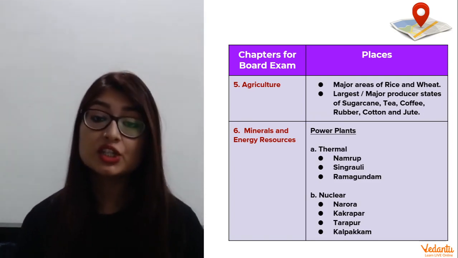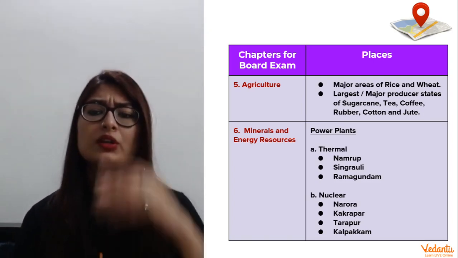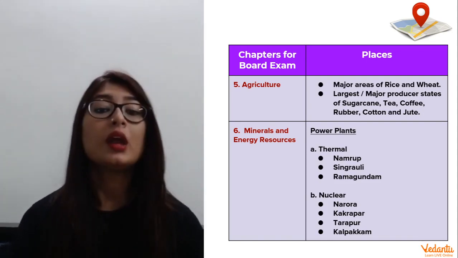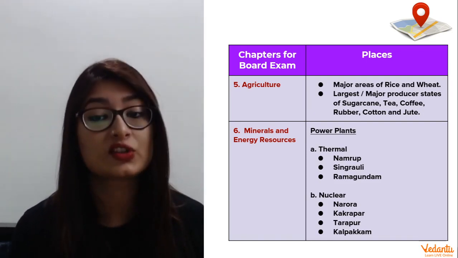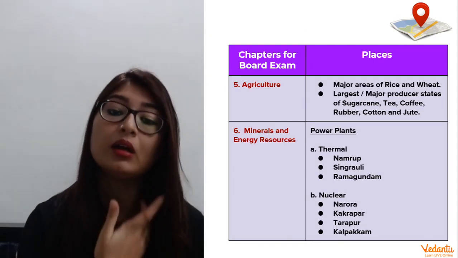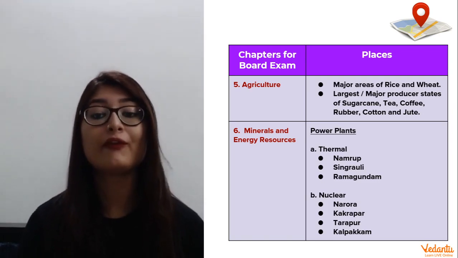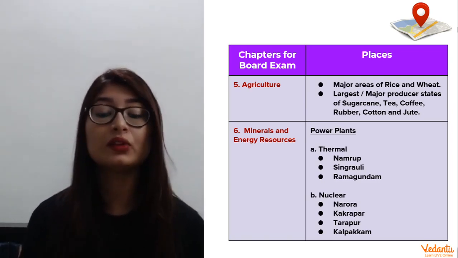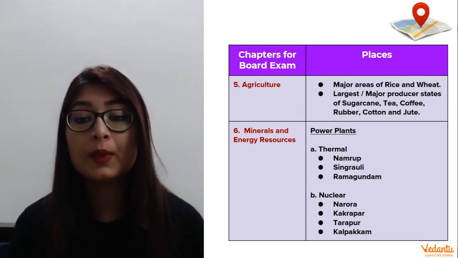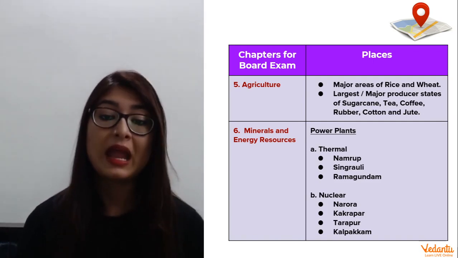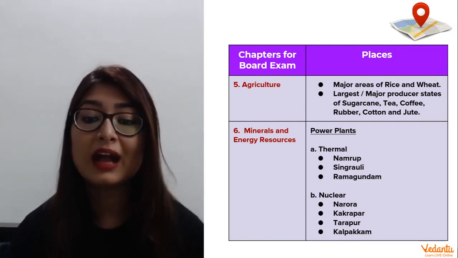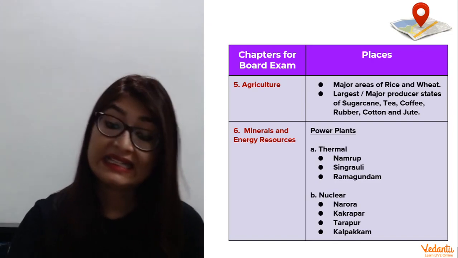Okay. Moving on, for the chapter agriculture, we basically should be aware of major areas of rice and wheat, and what are the conditions, and largest and major producer states of sugarcane, tea, coffee, rubber, cotton, and jute. Then for minerals and energy resources, the power plants, both kinds of power plants, thermal and nuclear, we should be aware of where the thermal plants are and where the nuclear plants are. The places are listed over there. Namrup, Singrauli, Ramagundam, and for nuclear plants we should be aware of where Narora, Kakrapar, Tarapur, and Kalpakkam are.